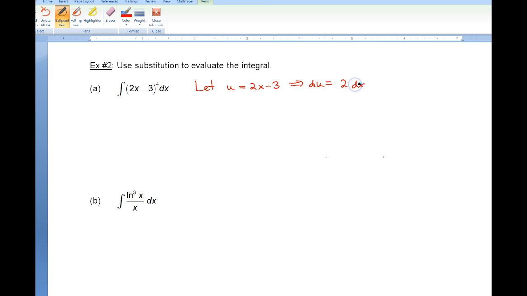2 dx. I have a dx, but I don't have a 2. So what's that mean? Good. 1/2 du is going to be replaced with my dx. Is it okay if I just write it at this point, or do you need to see? So I'm going to put a 1/2 out in front of the integral, and then 2x minus 3 is what? U to the 4th du. Good?